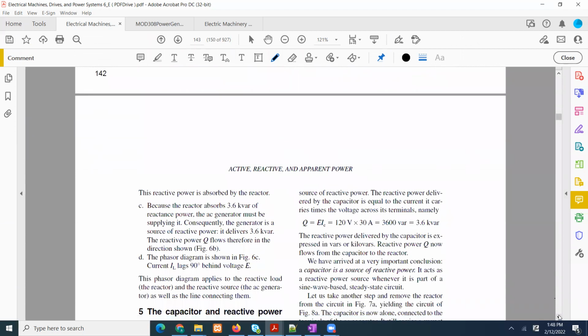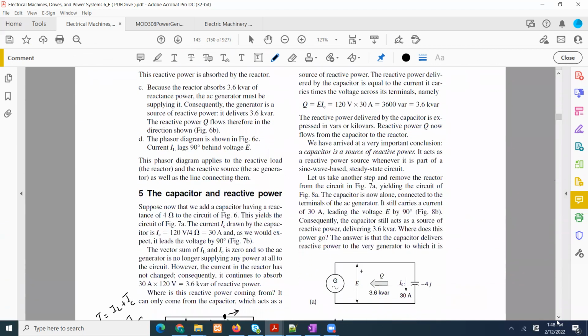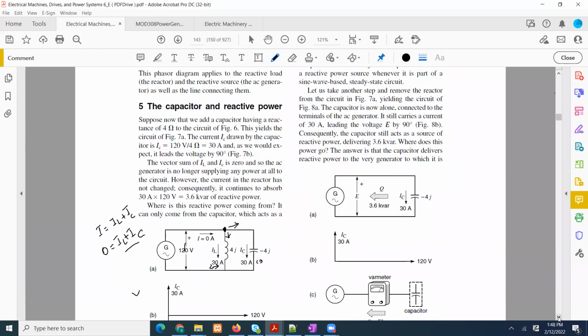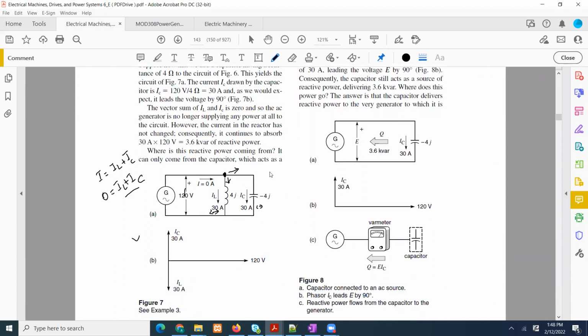Okay, let's move on to the next problem, and that will show you some very important derivation, an important concept that you guys will get. Now, if we look right here, what has happened is that we have injected a capacitor parallel to this inductor. And that is what? That is minus 4j. The capacitor value is minus 4j, so XC equals minus 4j.